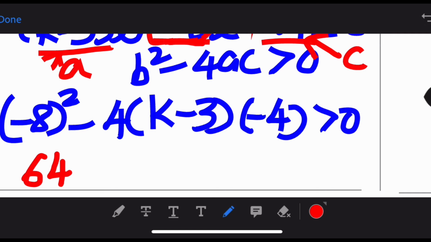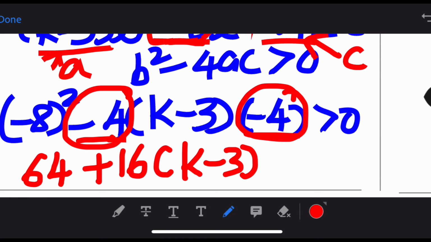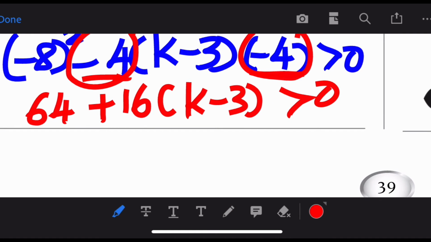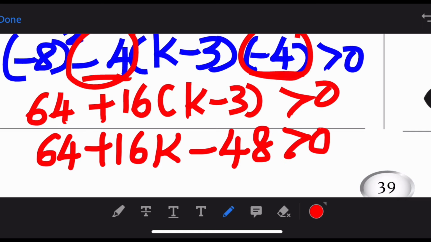Okay, normally when you see 3 things multiplied, we solve the number first. This is plus 16, like this. Make sure you simplify these two by multiplying. More than 0, so I'm going to simplify further. So 64 plus 16k minus 48 more than 0.